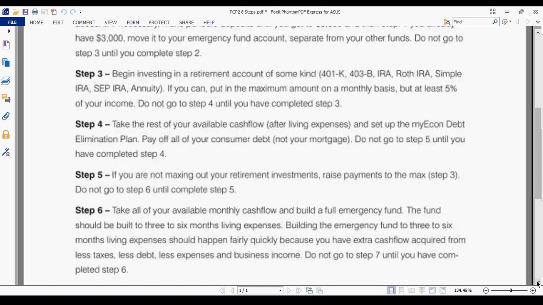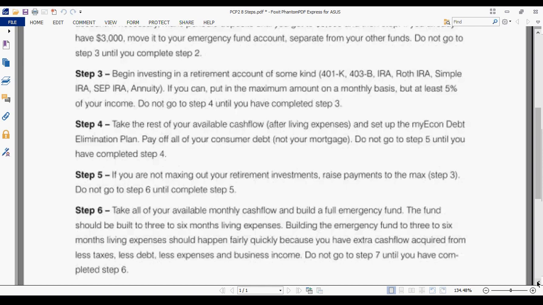So if you were just doing the 5%, now if your company is matching 6, go ahead and put in 6. If there's a max that you could put in of $3,000 a month, go ahead and raise it to the max because you pay off all of your consumer debt. Now you have the additional cash flow to really start preparing for your future, okay? Step number 6 says, take all of your available monthly cash flow and build a full emergency fund.